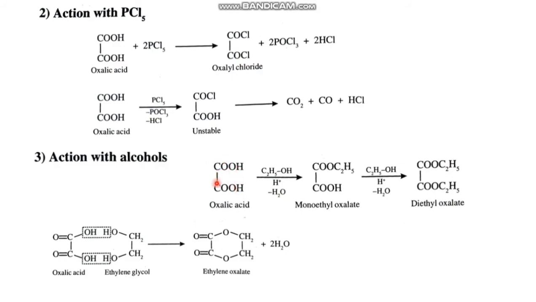Here in the action of alcohol, first consider an example. First this oxalic acid reacted with ethanol, C2H5OH, in the presence of H plus. Here maybe concentrated H2SO4. First we get monoethyl oxalate. This monoethyl oxalate again reacted with another molecule of C2H5OH, ethanol. We get diethyl oxalate. Similarly, another example, this oxalic acid reacted with ethylene glycol. It is a diol. Ethylene glycol. We get ethylene oxalate.